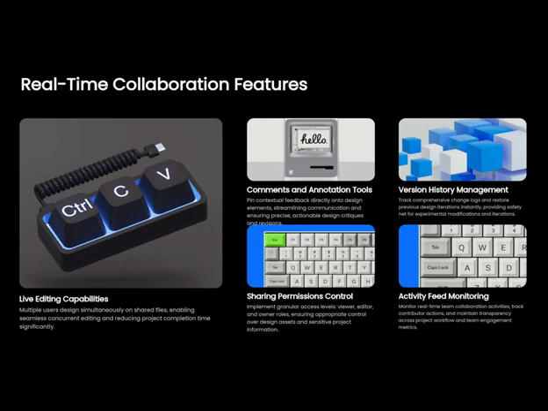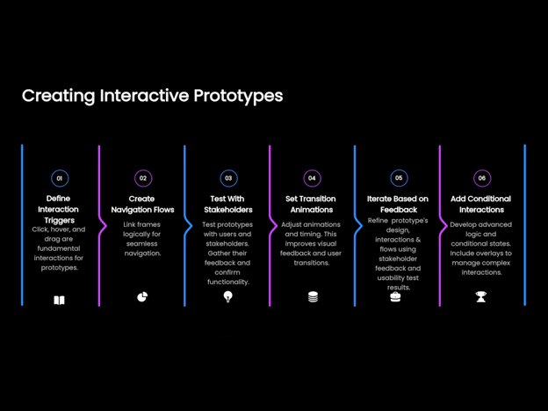With Figma, you can have real-time collaboration. These features include live editing capabilities, comments and annotation tools, version history management, sharing permission controls, and activity feed monitoring. Once your project is ready, it's time to bring it to life. Define interaction triggers like clicks, hovers, and drags. These are the basics of making your design feel real. This is done with creating interactive prototypes.